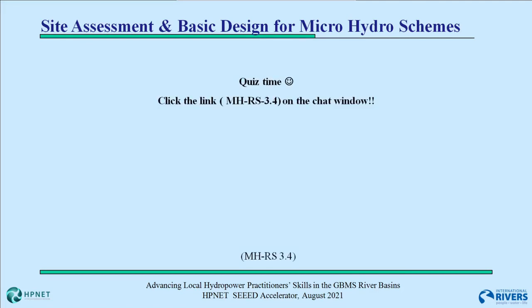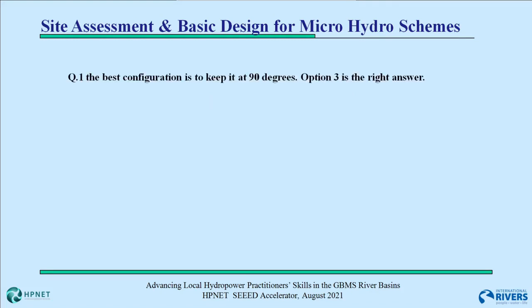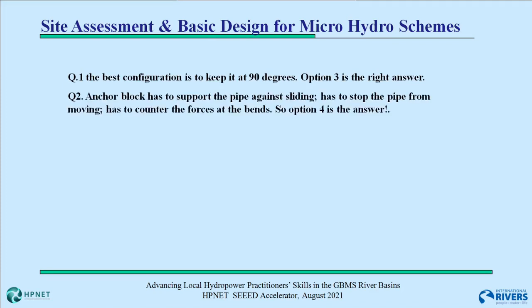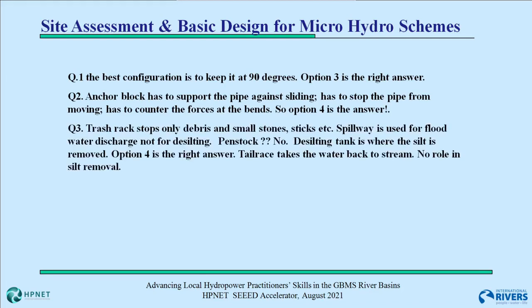The answers are, the answer for the first question, the best configuration is to keep at 90 degrees. So option 3 is the right answer. The answer 2, anchor block has to support the pipe against sliding, has to stop the pipe from moving, and it has to counter the forces at the bends. So option 4, which is all of the above, is the correct answer.